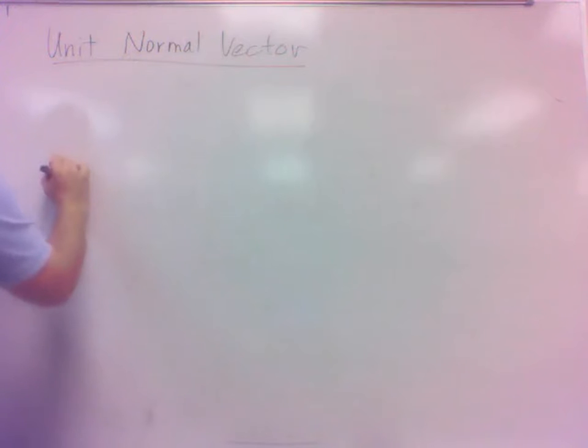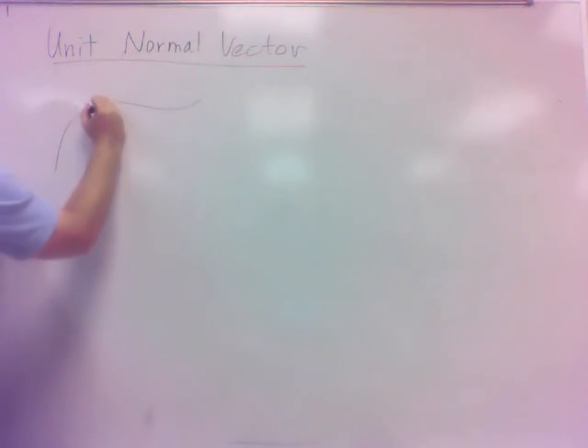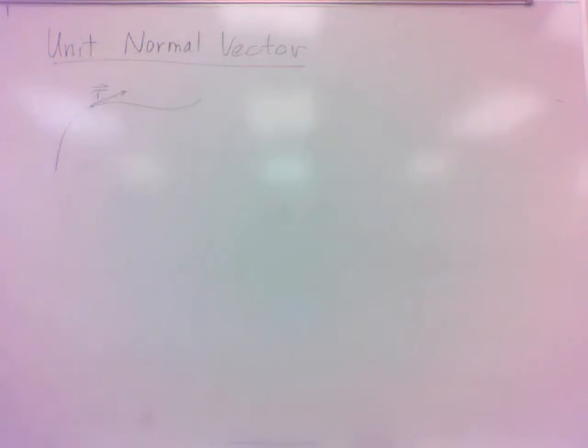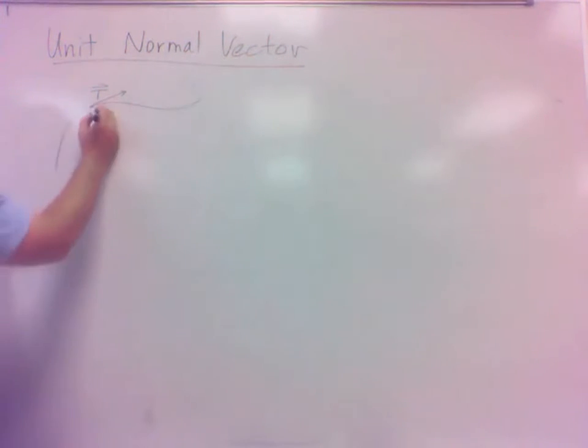Okay, so here's what we're going to do. As we know, at a point, we have our unit tangent vector. And we talked way back, calculus 1, about the normal vector, or the normal line. Now we're going to talk about the unit normal vector, which is going to be perpendicular to the unit tangent vector.